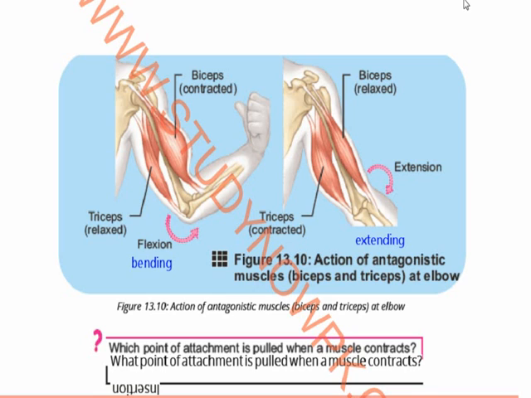Here they are showing you the mechanism of the antagonistic muscles. So first you should know what antagonistic muscles are. Antagonistic muscles are those muscles which work together. When one muscle contracts, the other muscle relaxes, and when the other relaxes, the first muscle contracts. This kind of phenomenon is known as antagonistic phenomenon, and the muscles work in pairs.